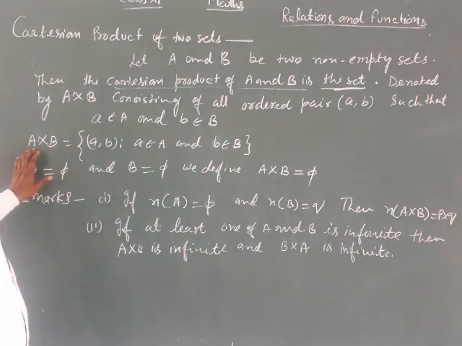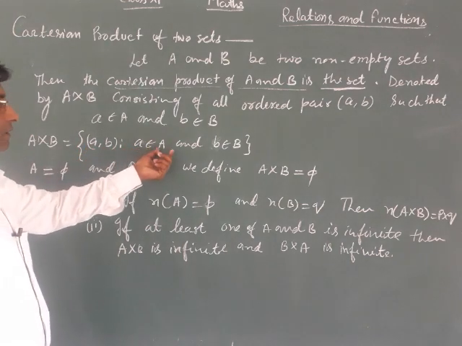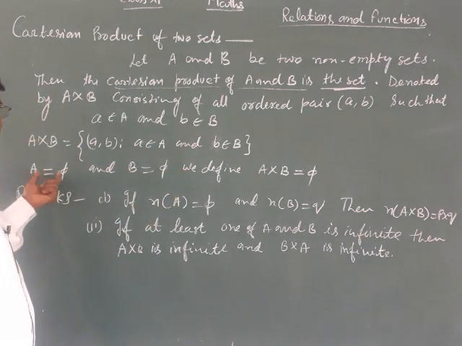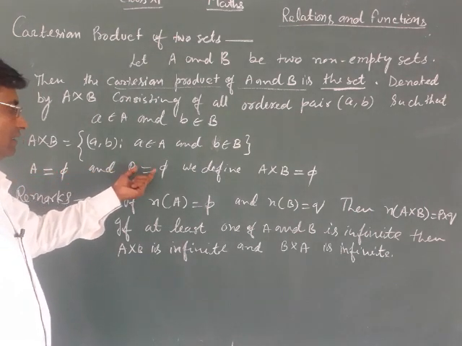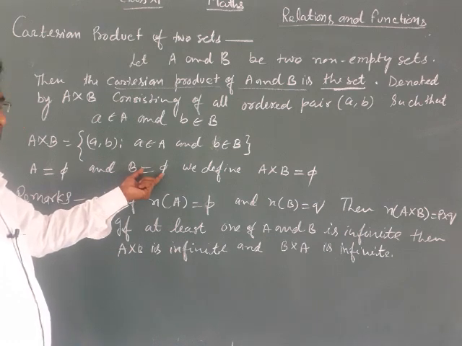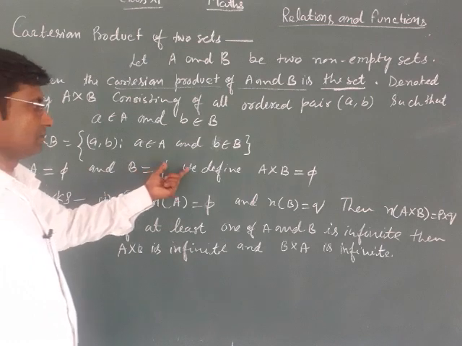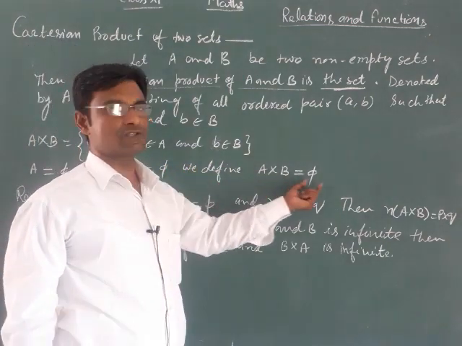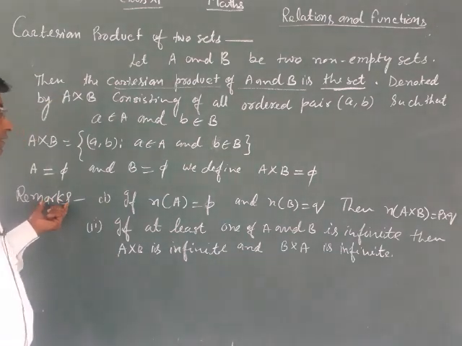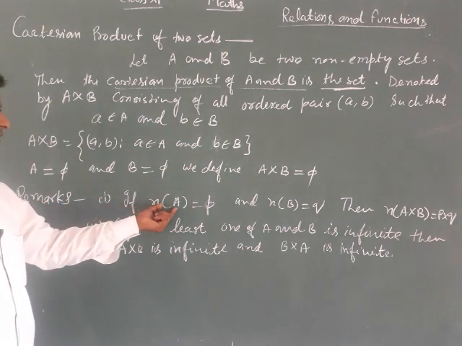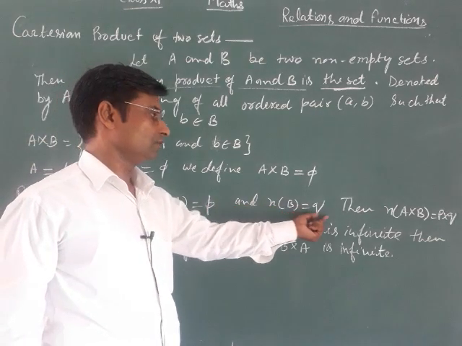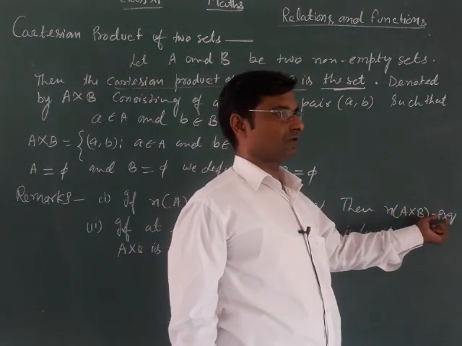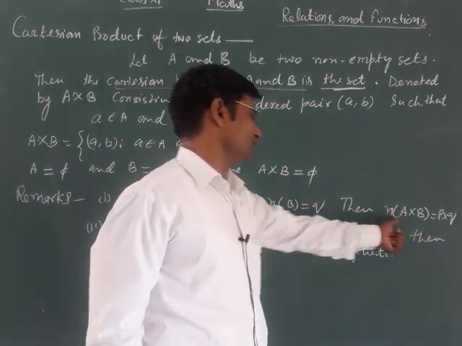So we write symbolically A cross B is equal to {(a, b) such that a belongs to A and b belongs to B}. Remarks: if the number of elements in A is p and the number of elements in B is q, then the number of elements in A cross B is equal to p into q.